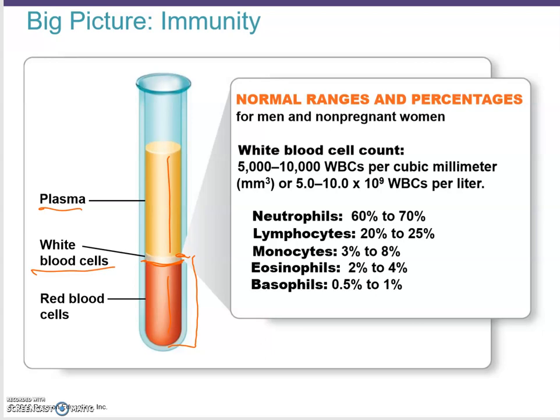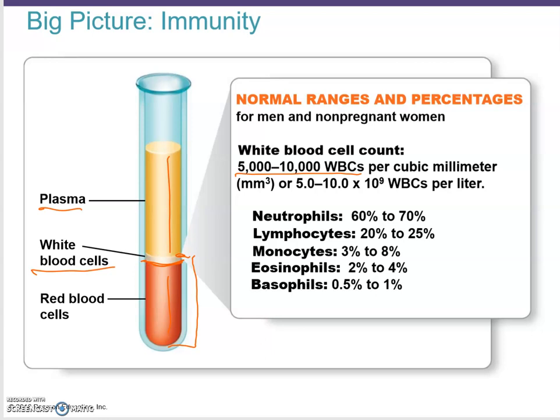Normal counts of white blood cells and red blood cells, I'll give you that. So right now we're focusing on the immune system, so it's white blood cells. You should have about 5,000 to 10,000 white blood cells per cubic millimeter. That's per microliter of blood. Or you can translate it, of course, times 10 to the ninth for white blood cells per liter.